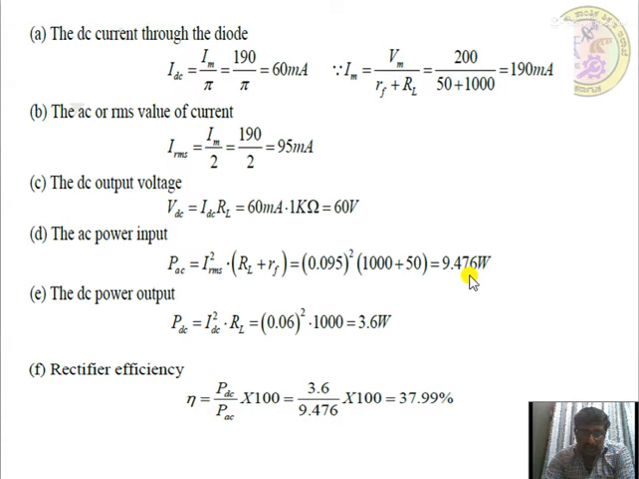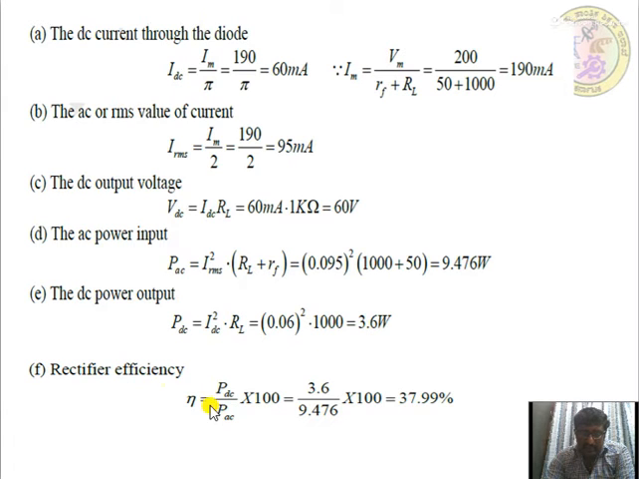The DC power output PDC is equal to I square DC into RL. The IDC value is already calculated, so it is 0.06 whole square into 1000, which is equal to 3.6 watts. Since it is power, the unit is represented by watts.